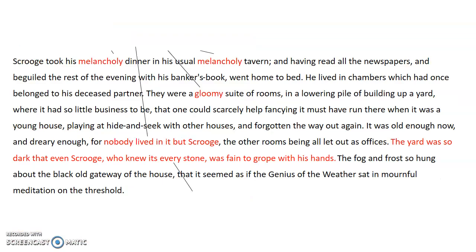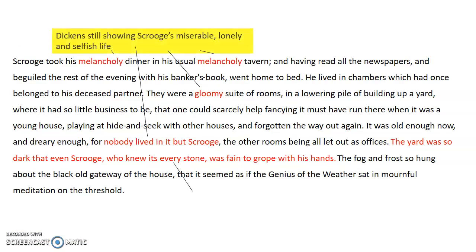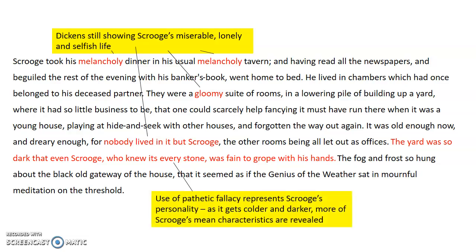Some further examples here then, if you find these in your extracts, got the use of the word melancholy, and that just means miserable, lonely. It's still showing how horrible his life is really. Got the word gloomy there, nobody lived in it. The fact that Scrooge is still living in Marley's old house suggests that he can't really be bothered, he doesn't really care about anything. And then we've got this example of pathetic fallacy.